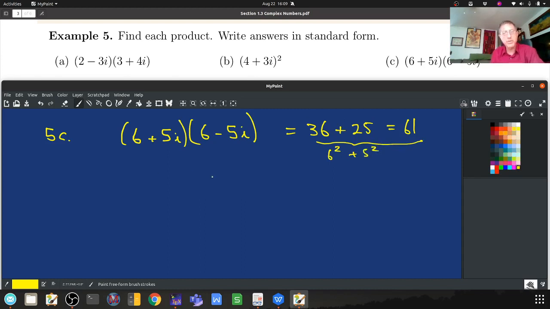So let's just do it the normal way. We'll FOIL it. 6 times 6 is 36. 6 times minus 5i is minus 30i.